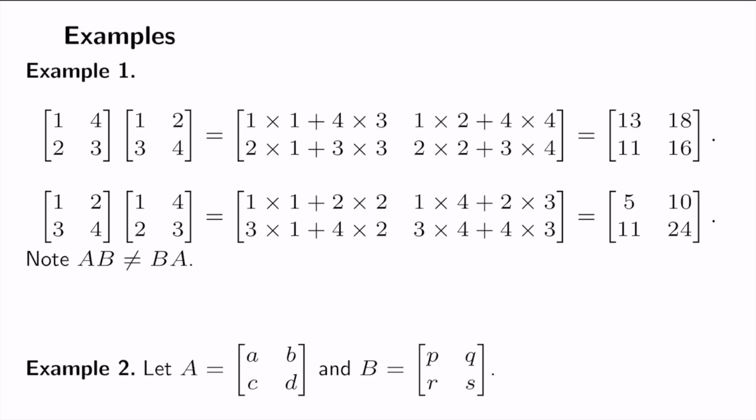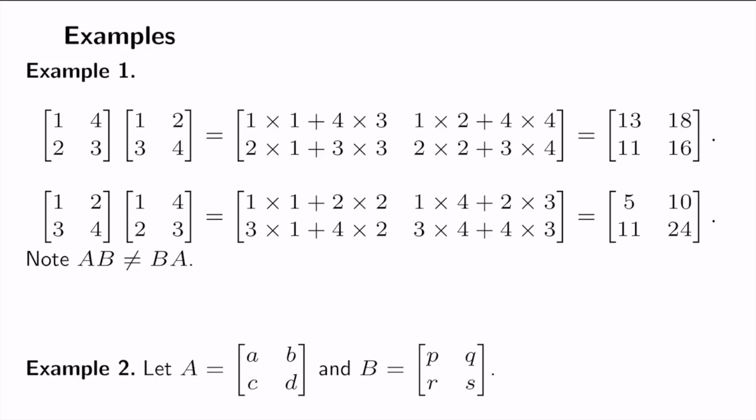Let's see some examples. So we have this 2 by 2 matrix, 1, 4, 2, 3, and another 2 by 2 matrix, 1, 2, 3, 4. If you multiply them, the product is 1 times 1 plus 4 times 3. So the first row and the first column define the 1, 1 element of the product. That is 13. And for the 1, 2 element, we take the first row of the first matrix and the second column of the second matrix, which is this, and that gives 18.